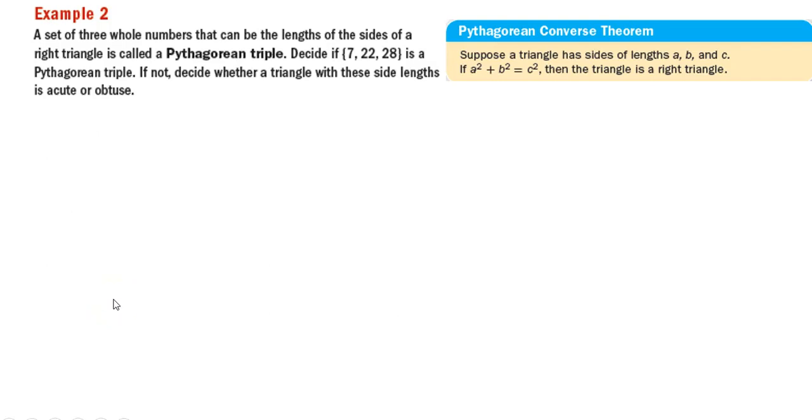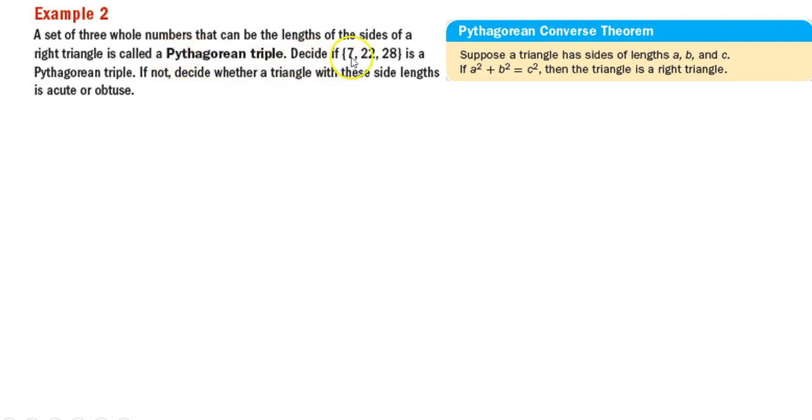All right, example 2 from our Pythagorean theorem, section 8.6. A set of 3 whole numbers that can be the lengths of the sides of a right triangle is called a Pythagorean triple. So if 3 numbers can be side lengths of a right triangle, those 3 numbers together are called a Pythagorean triple.